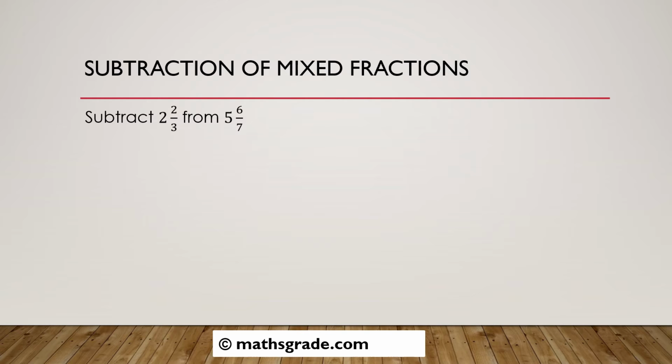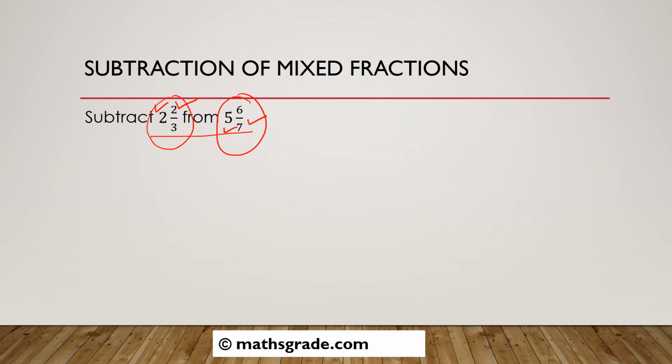Now let's take an example of subtraction of mixed fractions. How to subtract 2/3 from 5 6/7. Both are mixed fractions because they are the combination of a whole number and a proper fraction. In the first mixed fraction, 2 2/3, here the whole number is 2 and the proper fraction is 2/3. And in the second mixed fraction, the whole number is 5 and the proper fraction is 6/7.